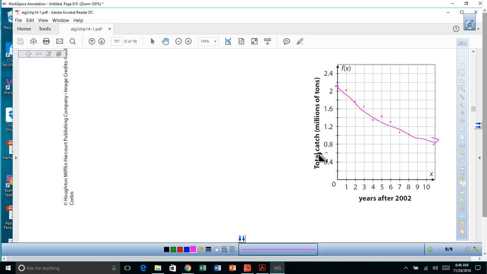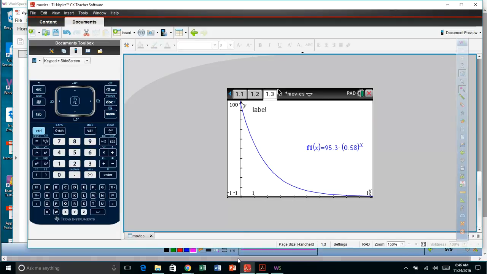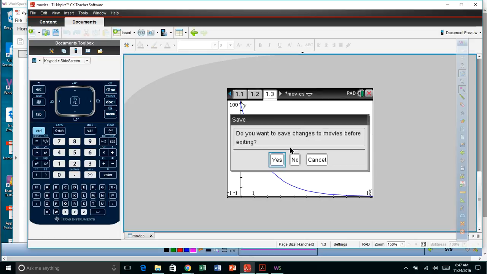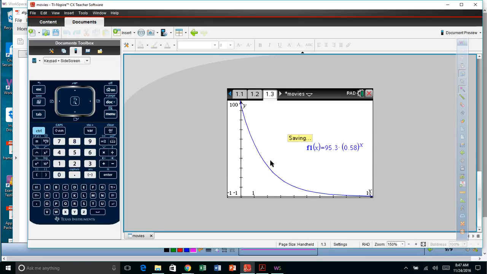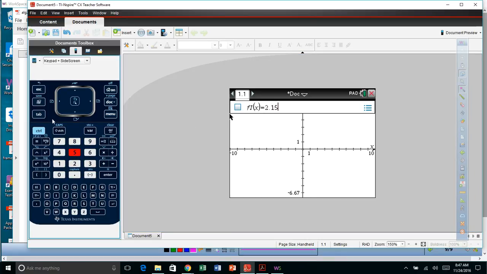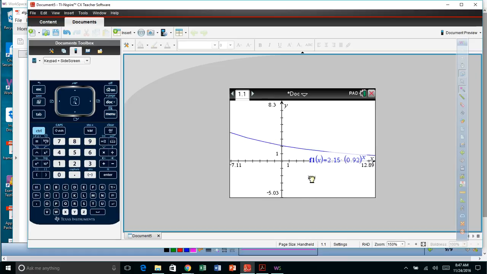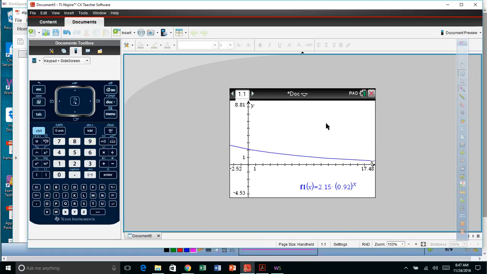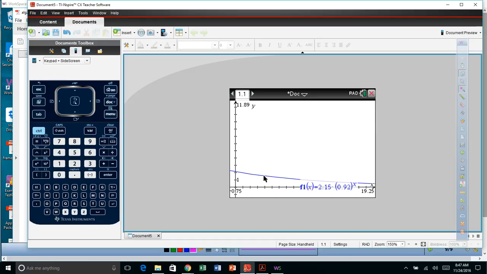Okay. Let's go try that in our graphing calculator. So let's see here. New document. Yes. And then graphs. So we got 2.15 open parentheses, 0.92 close parentheses, x. That's going to look something like this. And so that looks pretty similar to what we drew.